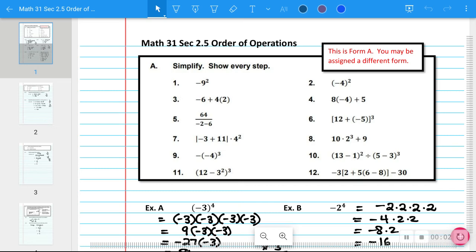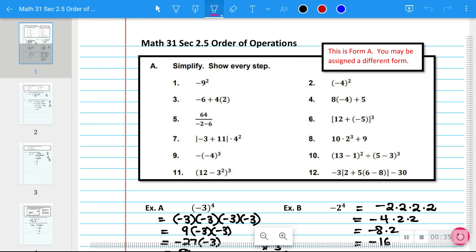Welcome to section 2.5 for Math 31. We're going to cover the subject order of operations. Now, to make some sense of that title, we have operations like plus, minus, times, and divide, exponents, and so forth. And you have to do them in a prescribed order if you're going to get the right answer. It would be totally chaotic if we didn't have these rules. So you have to learn the rules if you expect to get the correct answers.